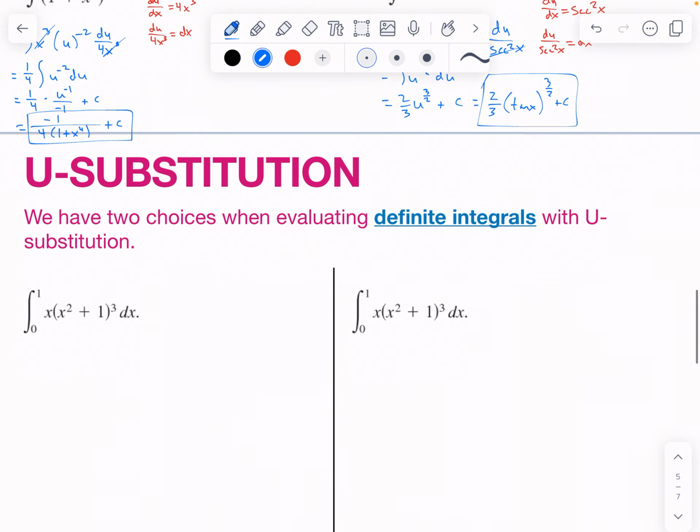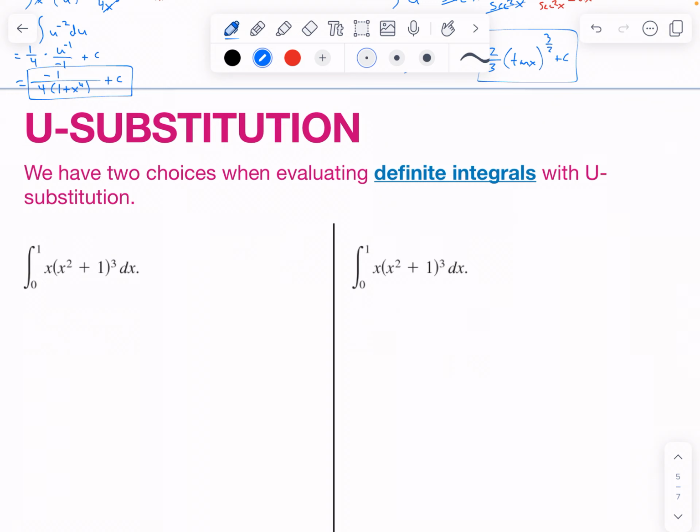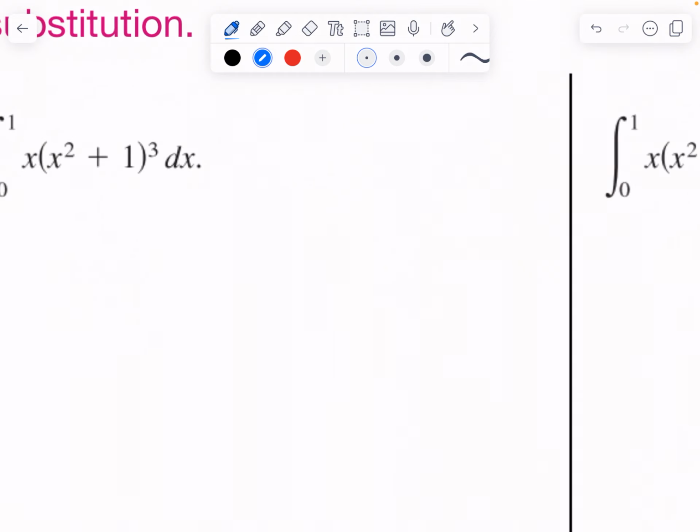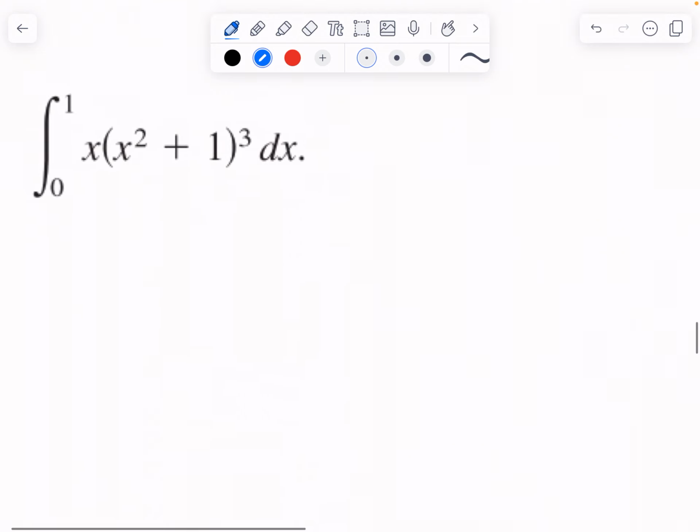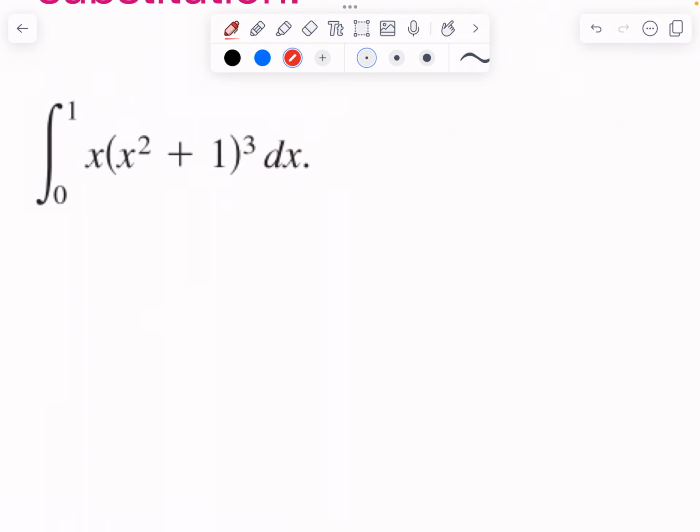Now, it is possible to evaluate definite integrals using U-substitution as well. And we kind of have 2 choices about how we want to handle these definite integrals. And I've got the same problem twice so I can show you the difference between those 2 choices. Now, those 2 choices will start off the same, though. We still need to figure out what we're going to let u equal and proceed from there.